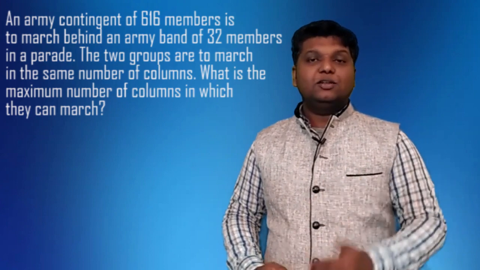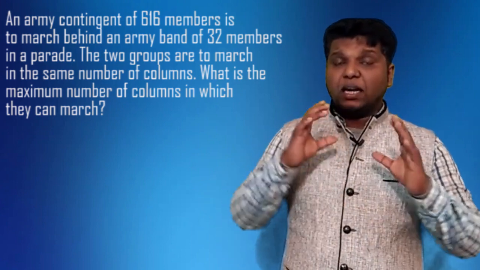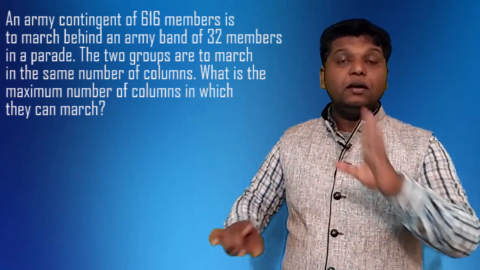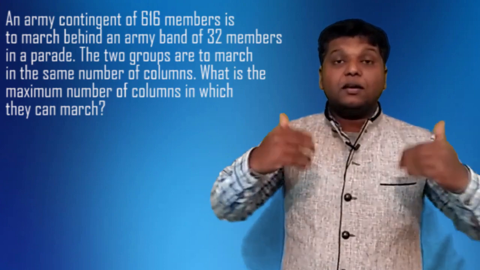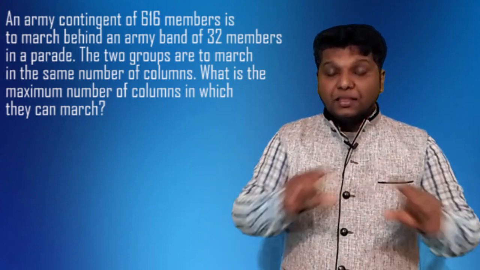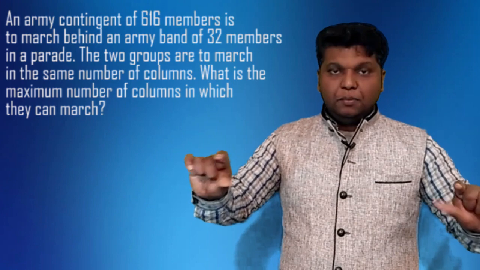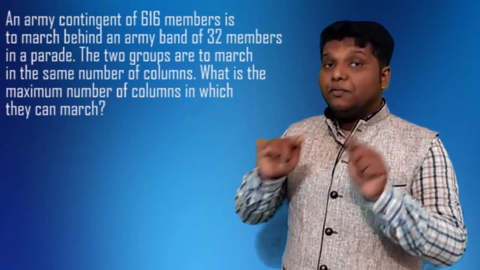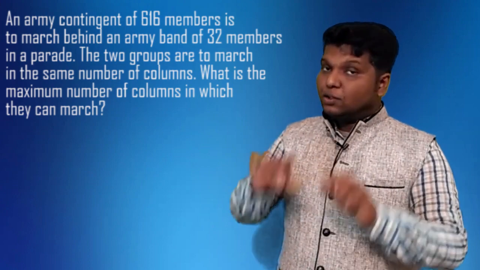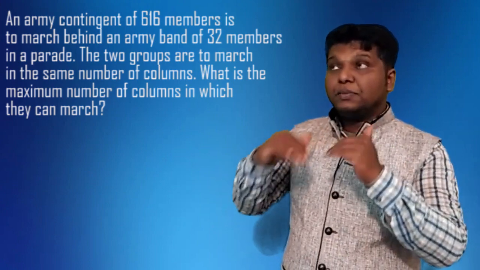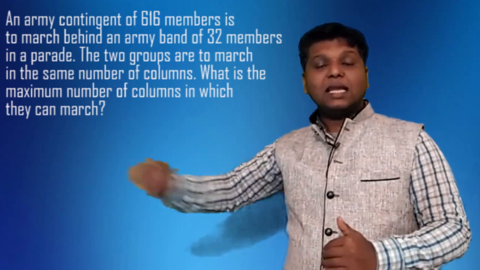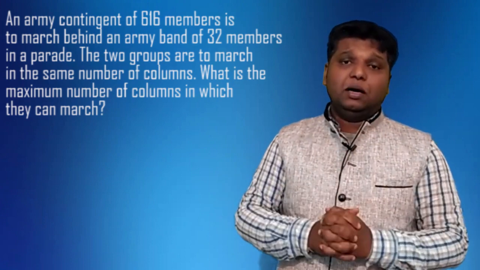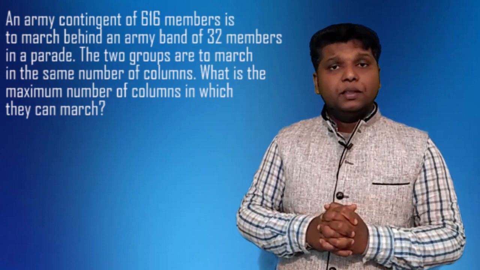So now let us get into the solution. Whenever a question is given, whatever data is given will be in the first 2-3 lines, and the last line will be your question. Actual question means whatever is to be solved, and that is given in the last line. Before the last line, whatever is given is the data which leads you to the solution. Clear? So the last line is our question: what is the maximum number of columns in which they can march? Let us find it out.